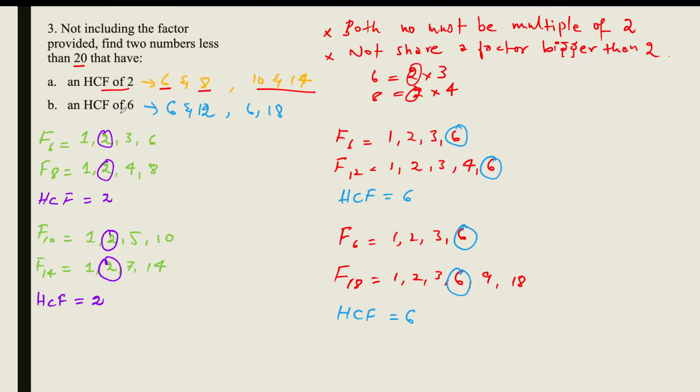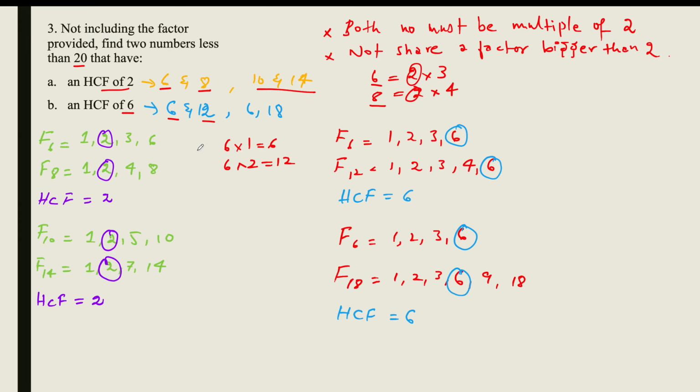For the HCF of 6, the highest common factor has to be 6. What does this mean? Just as we found the numbers to be multiples of 2 before, here both numbers should be multiples of 6. So let's say we have 6 and 12, because 6 into 1 is equal to 6, and 6 into 2 is equal to 12.